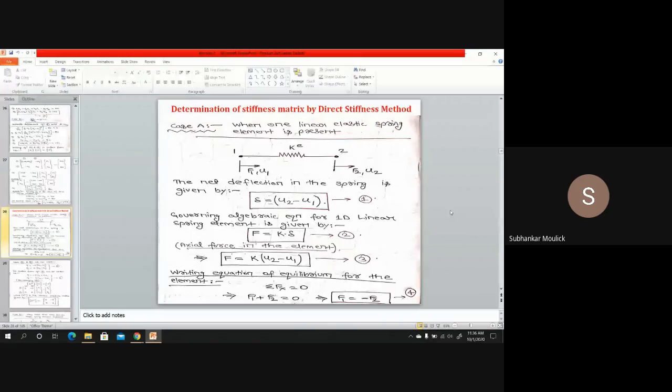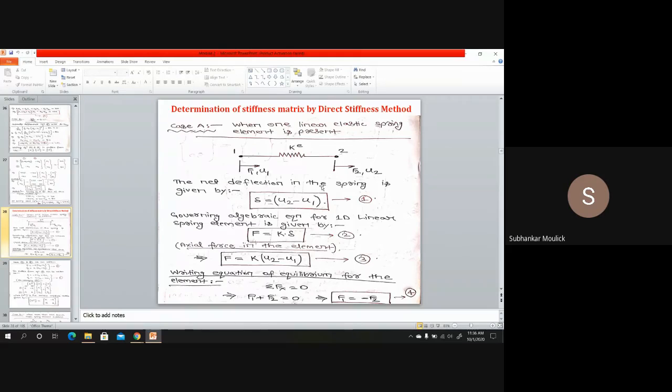Okay, good morning to all of you. In continuation of the last class, if you remember, we started the topic called determination of stiffness matrix by direct stiffness method. In the last class, we took one element and saw how to get the stiffness matrix for this single element by the direct stiffness method.